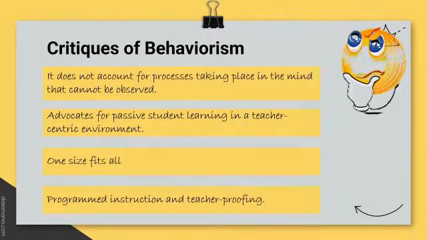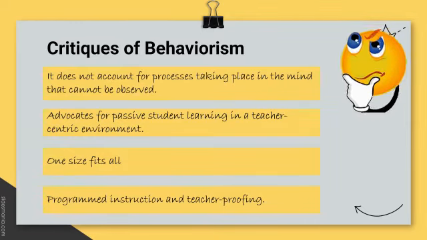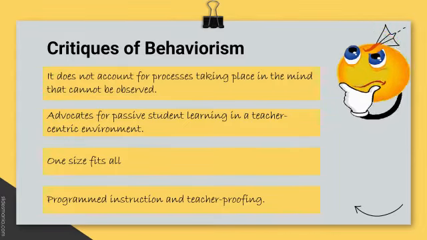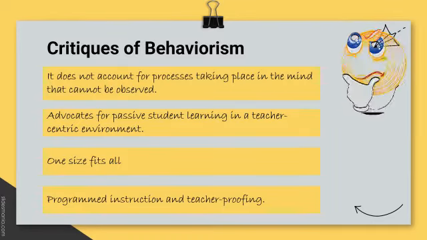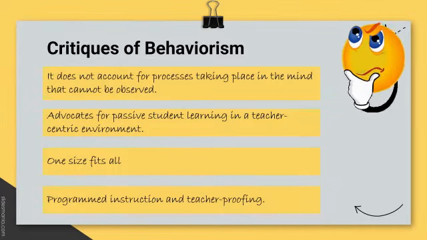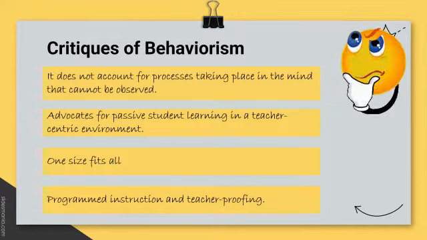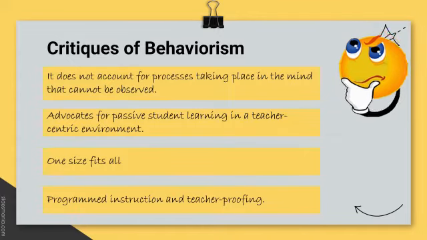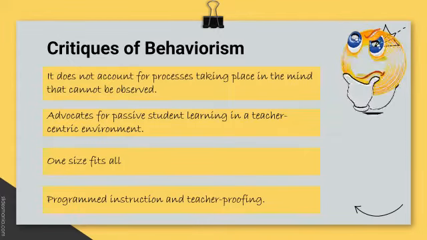Last is that behaviorism is programmed instruction and teacher proofing. The theory dictated that the learner should receive some sort of reinforcer if the response were correct. From a behaviorist perspective, the role of the learner is to be acted upon by the teacher-controlled environment. The teacher's role is to manipulate the environment to shape behavior. Thus, the student is not an agent in the learning process, but rather an animal that instinctively reacts to the environment.